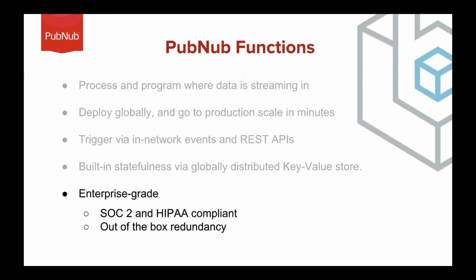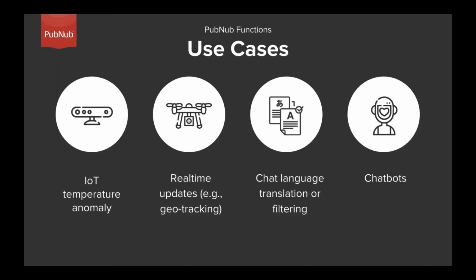Last but not least, PubNub Functions are what we call enterprise grade. They're supported by our SOC 2 and HIPAA compliances, and they come with out-of-the-box redundancy. What this means is, at any point in time, you don't have to worry about your code freezing or having to be rebooted or restarted. We take care of all of that for you.